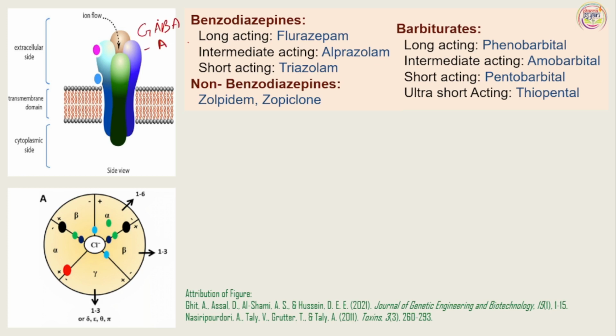GABA A receptor. These are the benzodiazepines, non-benzodiazepines or the Z drugs, and barbiturates. Now, why are non-benzodiazepines also called Z drugs? Because a number of the drugs under this category start with Z, so they are also known as the Z drugs, but not all the drugs, of course. Now, what is their mechanism of action? They act on the GABA A receptor.